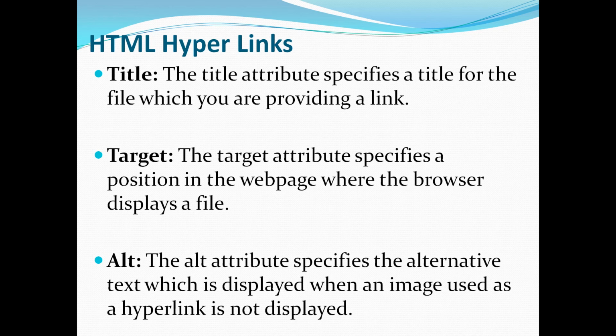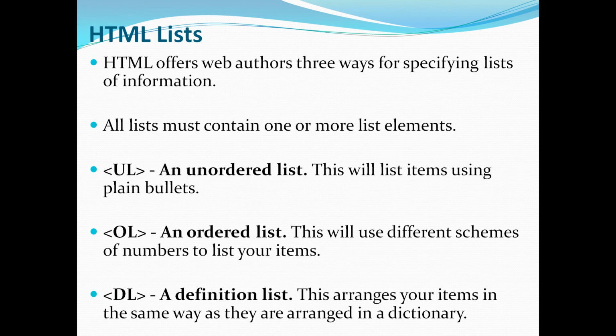Those are the different attributes. Next one is HTML list. We are using the HTML list. HTML offers authors three ways of specifying a list. When you write documents through the web, those authors are known as web authors. For web authors, there are three ways of specifying the list information.